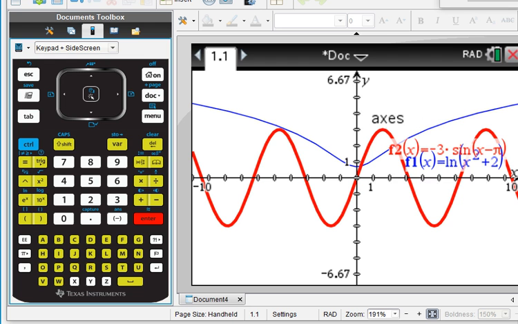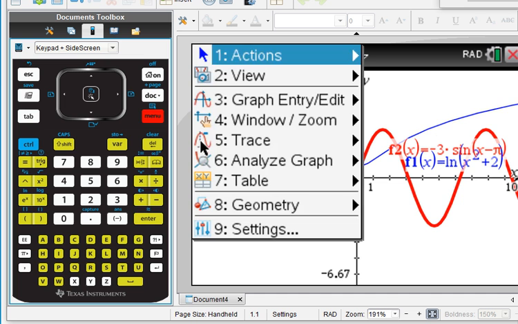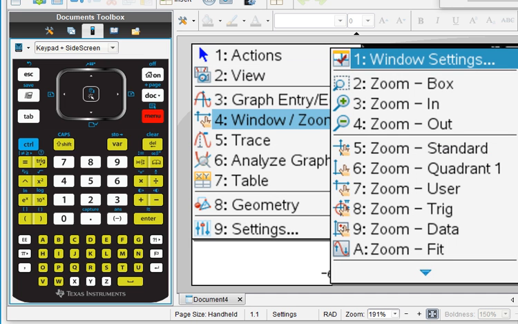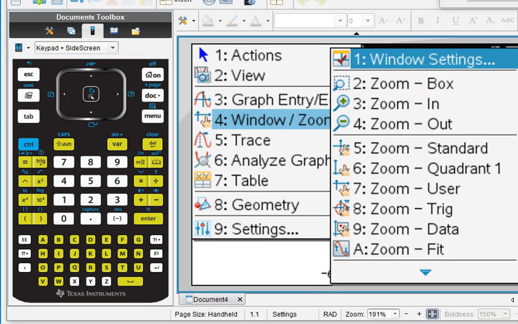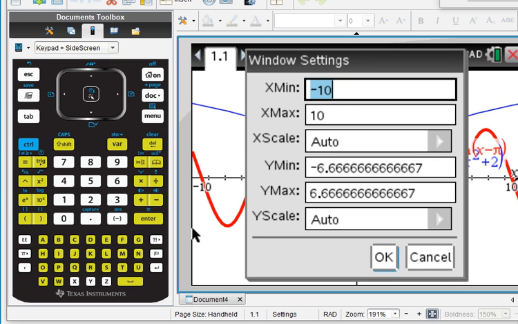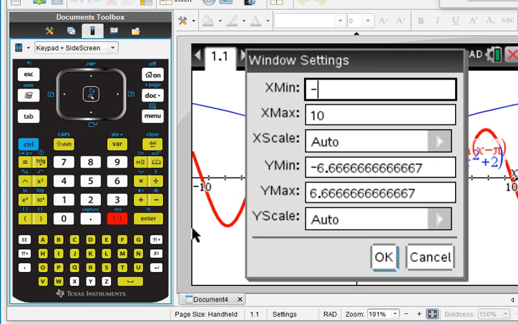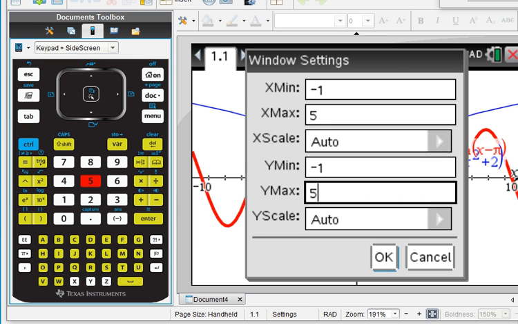And again, we can change our window size here. You can see the region enclosed. You could do it here, but to make it zoom in a little more, you can go menu, window zoom, and then number 1, window settings. And again, I'll change it to, and again, the negative in parentheses up front, -1 to 5 on the x min and max, -1 to 5 on the y min and max.